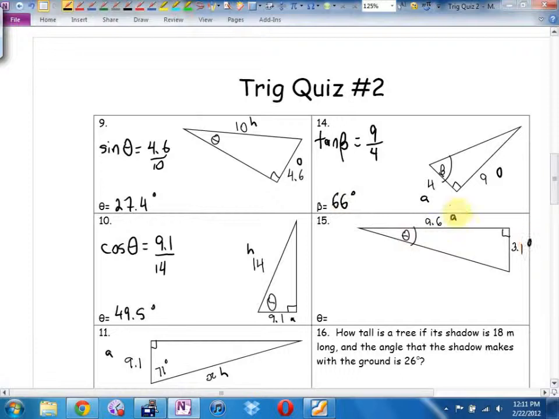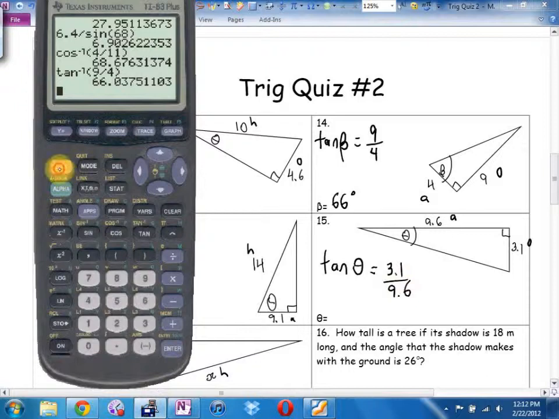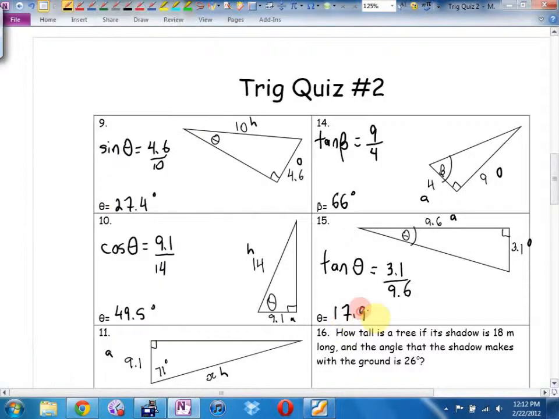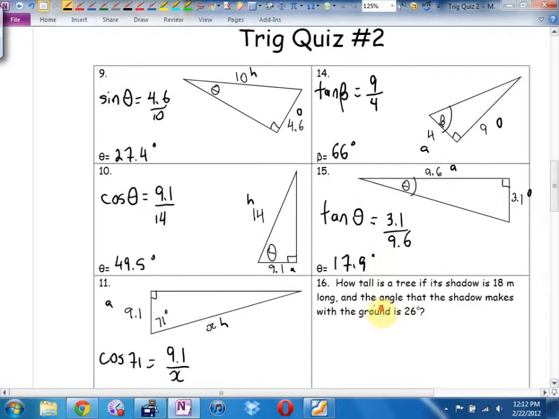Opposite, adjacent. Hey, it's tan again. 3.1 over 9.6. Nicole, 17.9. Yes, not 17.8. Yeah, okay. 17.9. 18 degrees, basically. 17.9 degrees. Now we got some word problems.